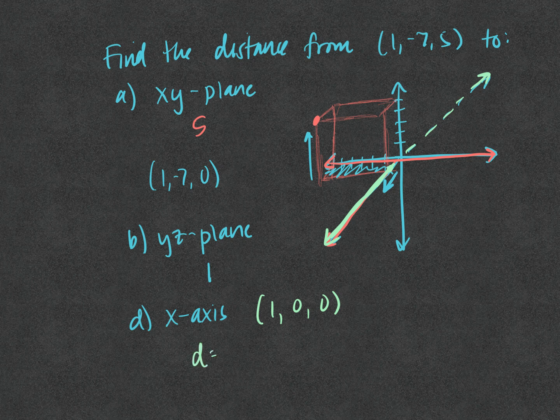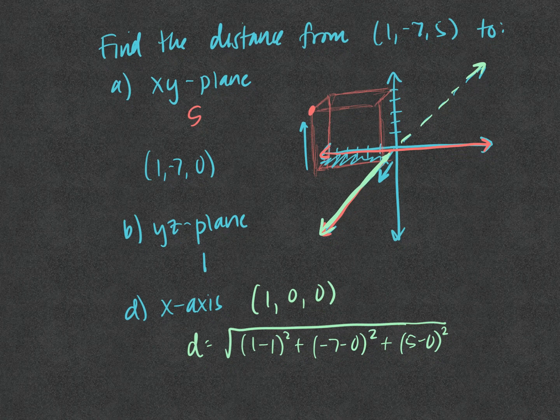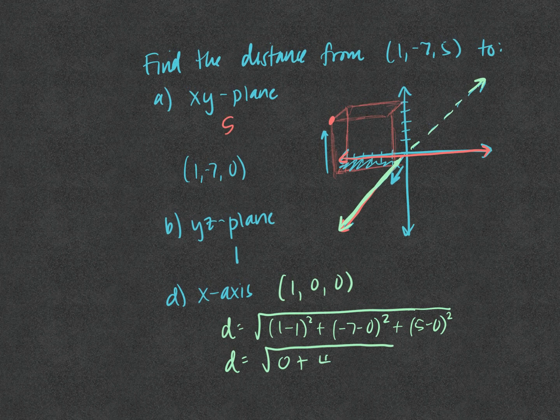So we're going to look at the distance. I'm going to do the point we were given minus the point on the x-axis. So the square root of 1 minus 1 squared plus -7 minus 0 squared plus 5 minus 0 squared. Hopefully that makes sense. So then 1 minus 1 is 0 squared is 0. Plus -7 squared is 49. Plus 5 squared is 25. So this gives us the square root of 74. 74 is 2 times 37, so that does not reduce.